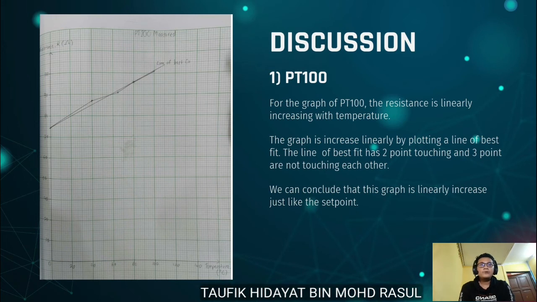Now, I would like to talk about the discussion of this experiment. Number 1 is the PT100 graph. For the graph of PT100, the resistance is linearly increasing with temperature. The graph is increased linearly by plotting a line of best fit. The line of best fit has 2 points touching and 3 points not touching. We can conclude that this graph is linearly increased just like the set point.